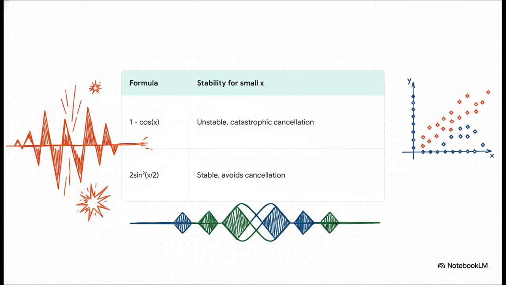But here's the cool part. We can be clever and avoid this. Look at the formula 1 minus cos x. When x is a very small number, cos x is super close to 1, so this subtraction is a recipe for disaster. However, with a little trig identity magic, we can rewrite it into a mathematically identical form, 2 sine squared of x over 2. This version completely avoids subtracting nearly equal numbers, and it gives a much more accurate result.